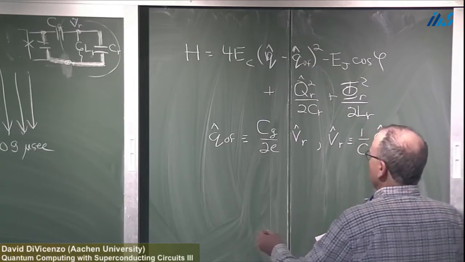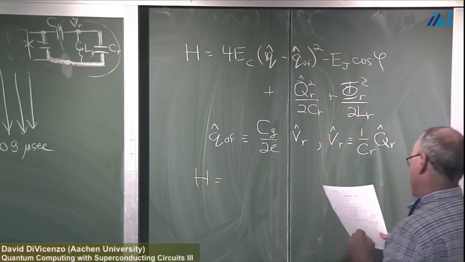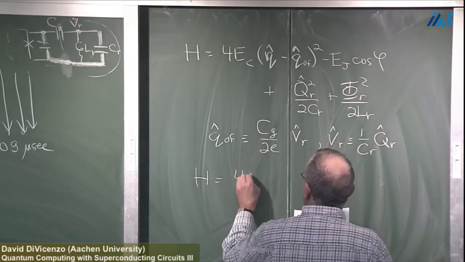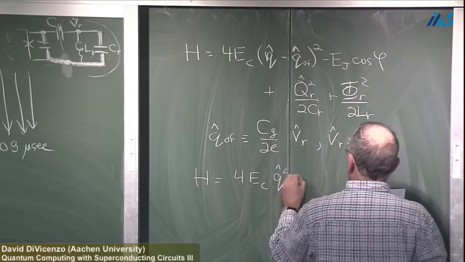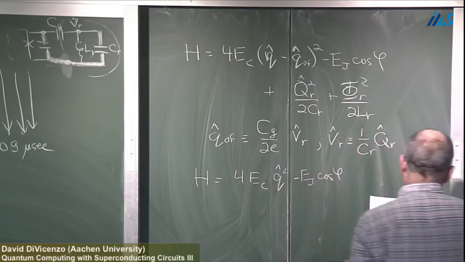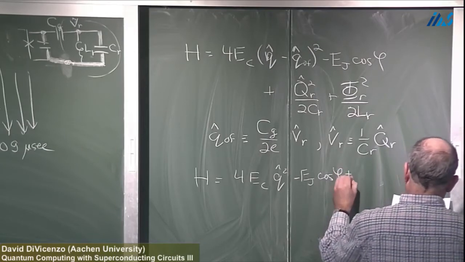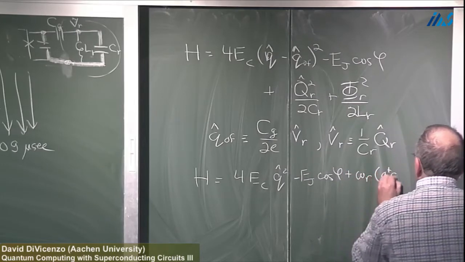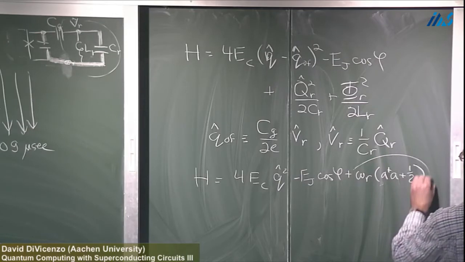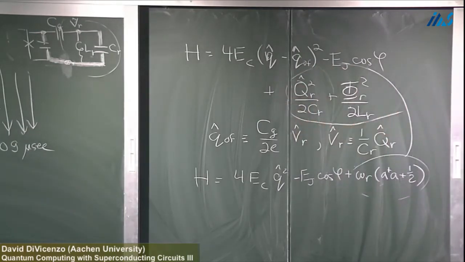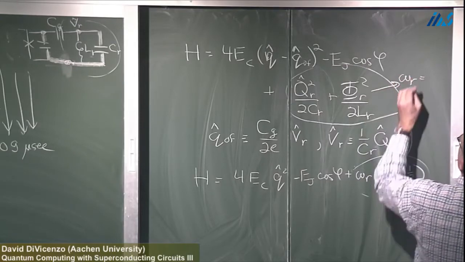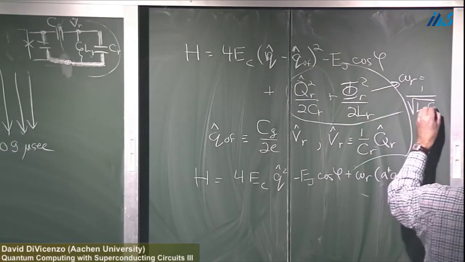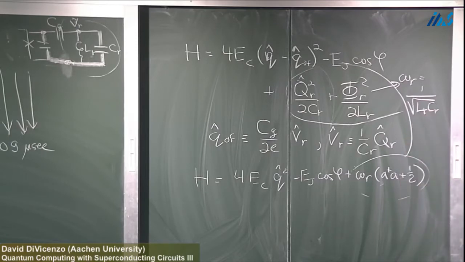Okay, but let me go through a few more lines of derivation. So let's keep the, okay, we have 4EC Q squared. I'm not going to change that for the moment. And this minus EJ cos phi, that's coming along for the ride. But then I'm going to write the following: omega r a dagger a plus a half. That's this pair of terms rewritten in second quantization. So I've introduced creation operator a, or a dagger, for that. And omega r here, I'll put it here, omega r is equal to 1 over the square root of L sub r C sub r. It's just the usual expression for the resonant frequency of an LC circuit.